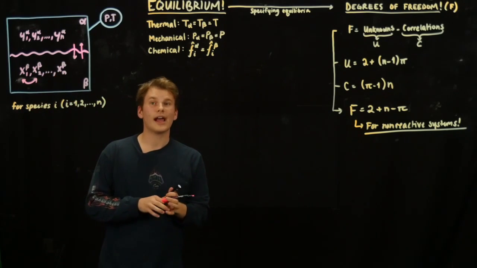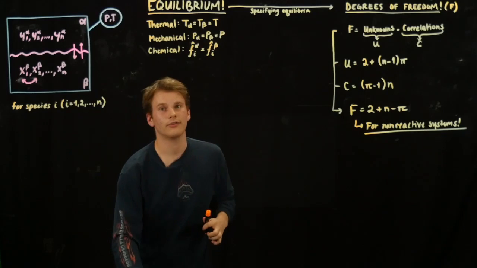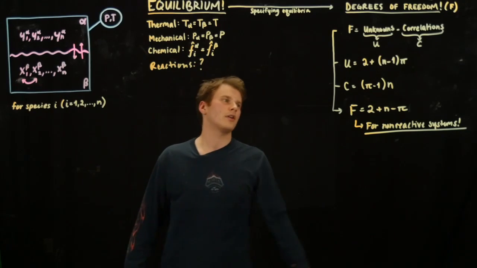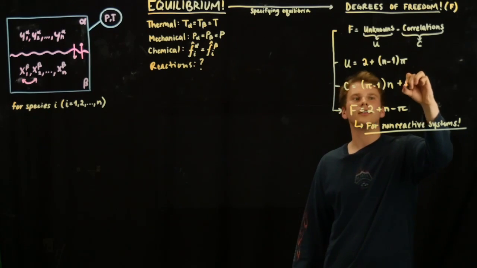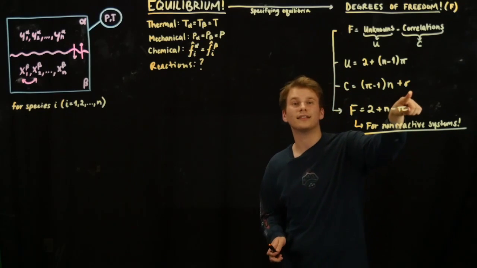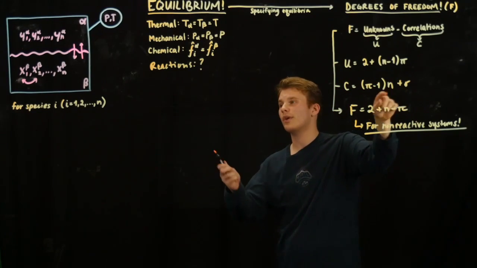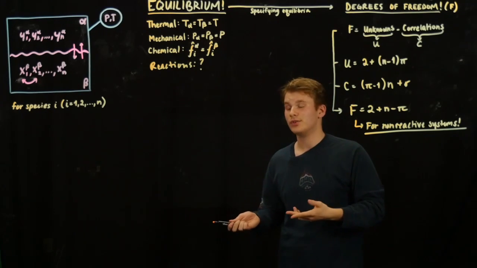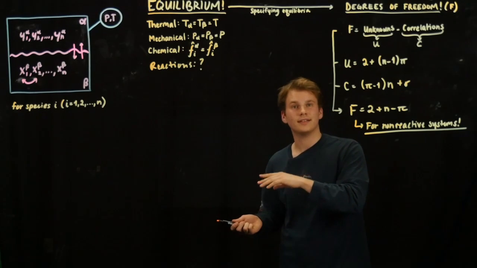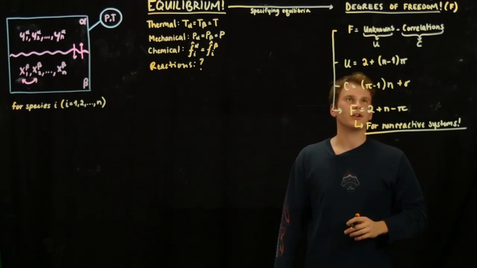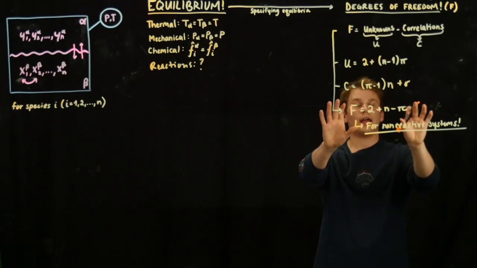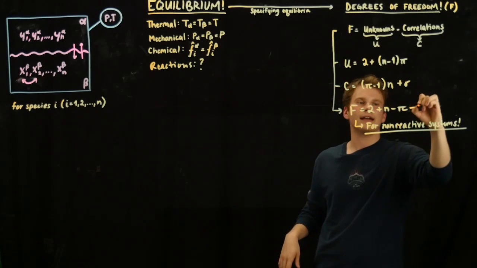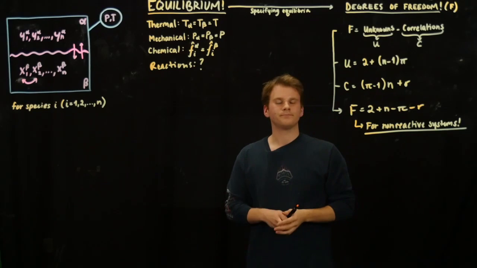How do we take into account reactions with respect to our degree of freedom derivation? Turns out it's pretty simple. All we have to do is add a plus r to the correlations. That plus r represents the number of reactions within that system. Turns out a reaction is simply a correlation between two species, with atoms moving from species to species. So it's a pretty simple fix to the equation. All we have to do is subtract that r, because it's a part of the correlations, and add it to the degree of freedom equation.